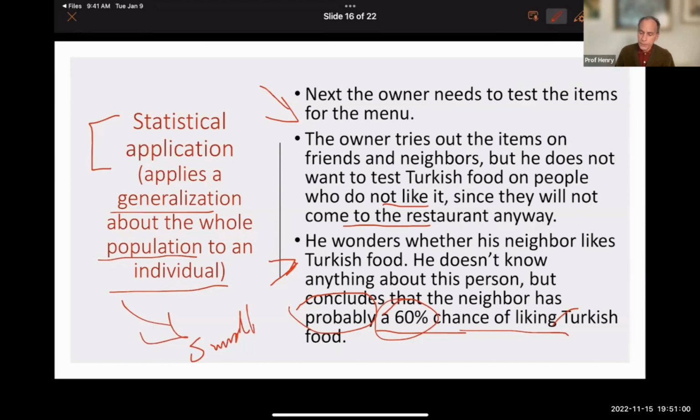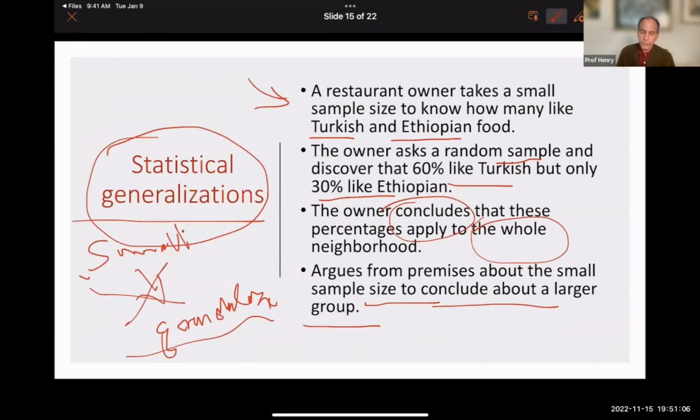Let me say right now, in this example, going from the small to the generalization is a major fault in reasoning. We make a conclusion about something general based on the small sample size.